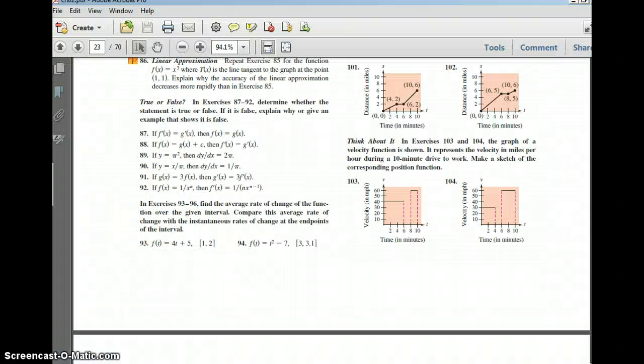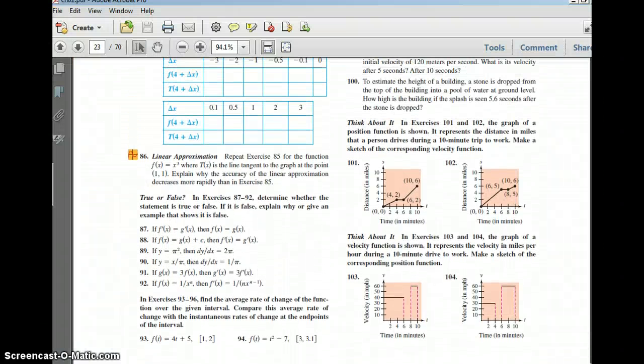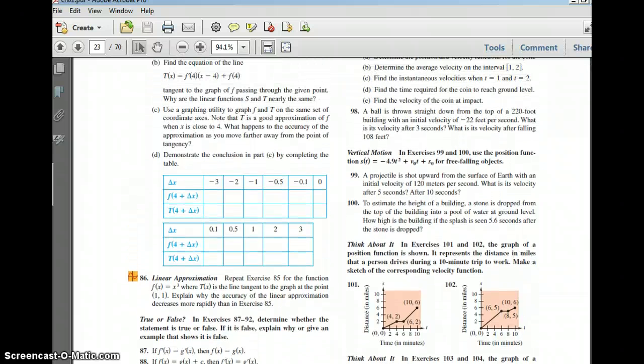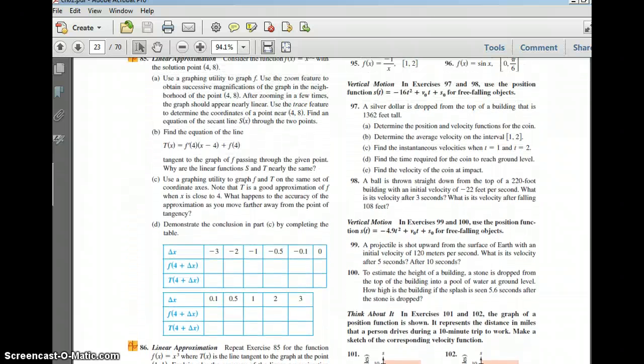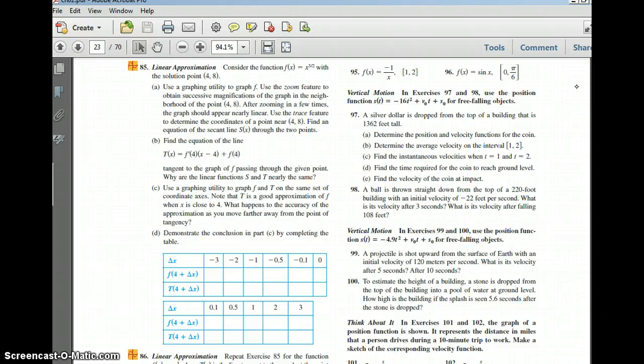All right, let's go back to these. Now, just to make it more of a type of problem that I would ask you for, I believe 97 was like a homework. I wouldn't ask you for D, to complete D and E. Okay, silver dollars drop from the top of a building. Let's look at 98 since you don't have Calc Chat. A ball is thrown straight down from the top of a 220-foot building with an initial velocity of negative 22 feet per second. What is the velocity after 3 seconds? We'll answer parts A through C.